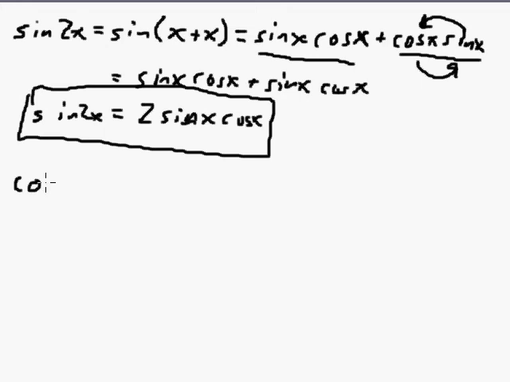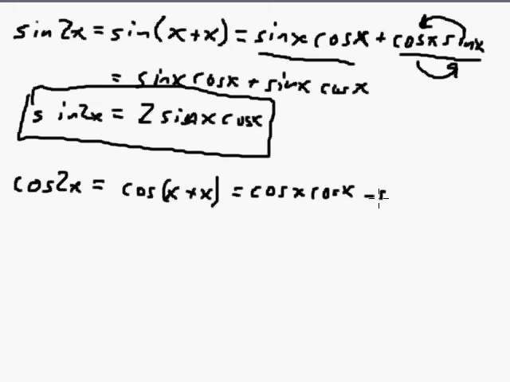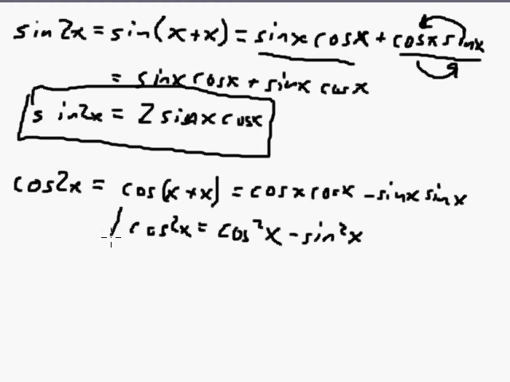Sweetly. Okay, cos 2x equals cos of x plus x. I think you know where this is going. If you remember your compound angle formulas, which you better, cos x cos x minus, because the sign switches in these ones, sine x sine x equals cos squared x minus sine squared x. And that is the double angle formula for cos.